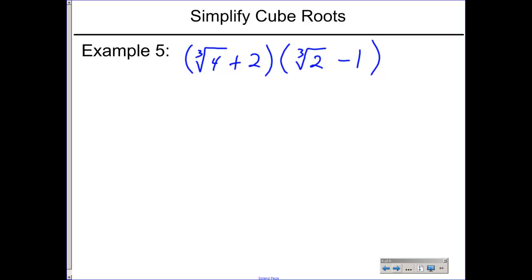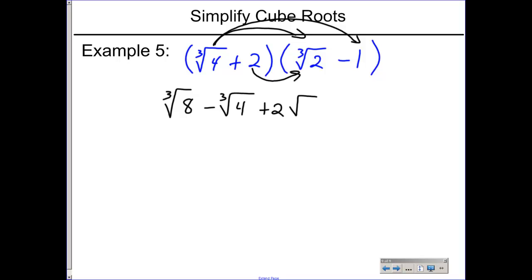Example 5, this is just another distribution problem. So we're going to go ahead and distribute. I'm going to multiply here, and that's going to give us a cube root of 8. Then I'll worry about simplifying afterwards. Then we're going to distribute here, and that's going to give us a negative cube root of 4. Then we're going to multiply here, and that's going to give us a positive 2 cube root of 2. And we're going to multiply here, and that's going to give us a negative 2.